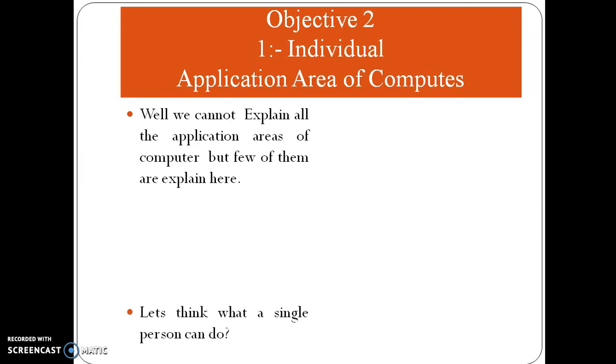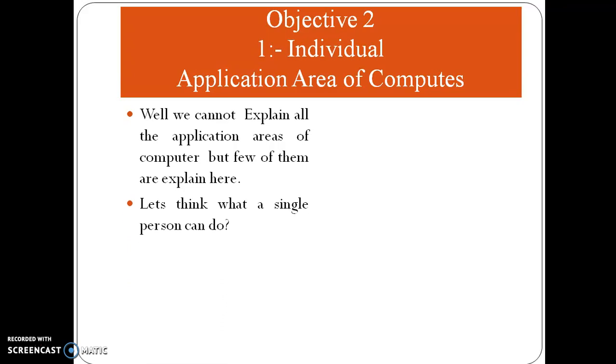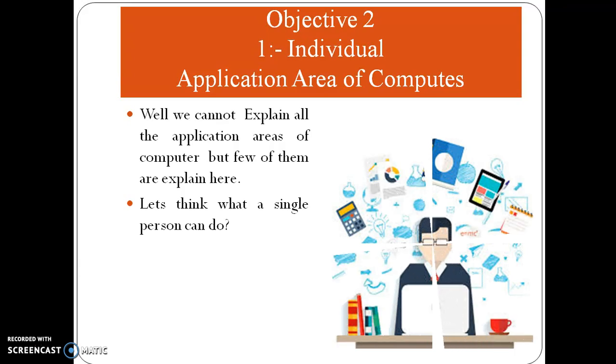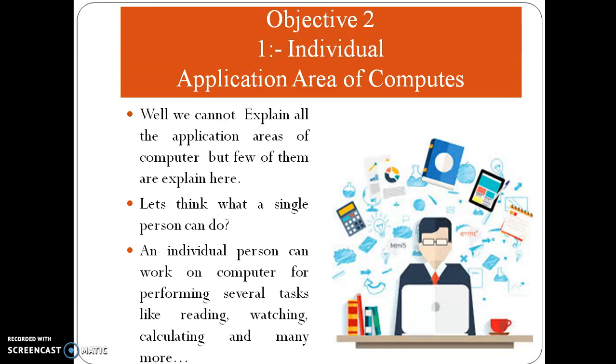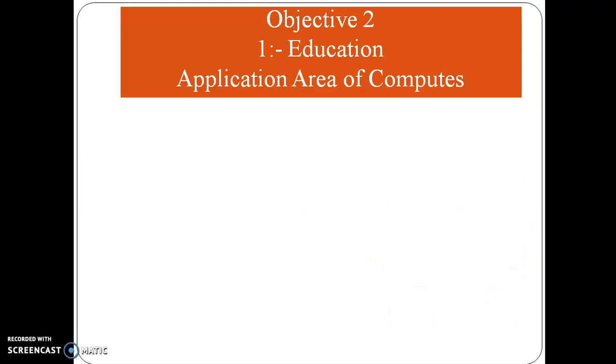The first application area is individual. Let's think about what a single person can do. A single person can do various and tremendous tasks on the computer system, like reading books, calculating, taking notes, performing research work and many more. So a person can individually work on a computer system for performing tasks like reading, watching, calculating and many more. Let's move to the second part, that is education.